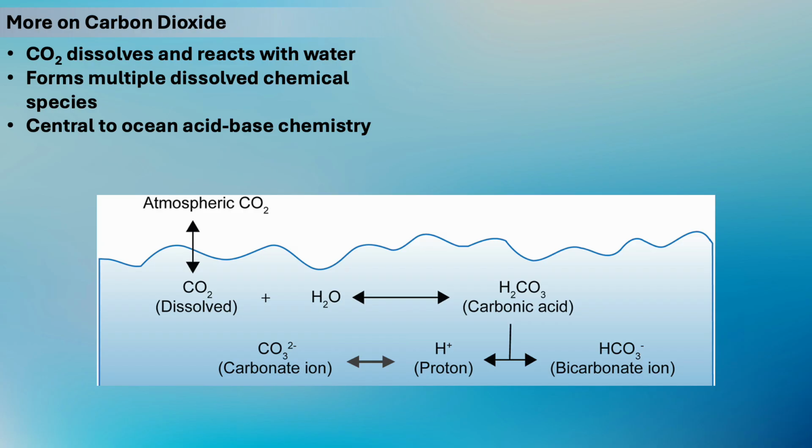As carbonic acid dissociates, it produces bicarbonate ions and hydrogen ions. Some bicarbonate can further dissociate into carbonate ions, releasing additional hydrogen ions. These reactions are reversible, and the relative abundance of each form depends on the chemical conditions of the seawater.